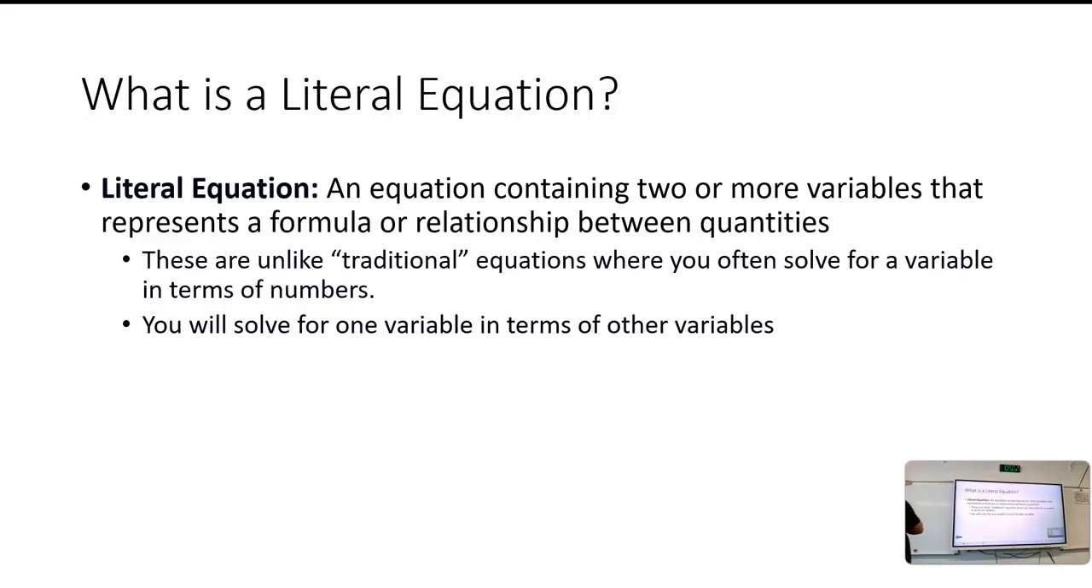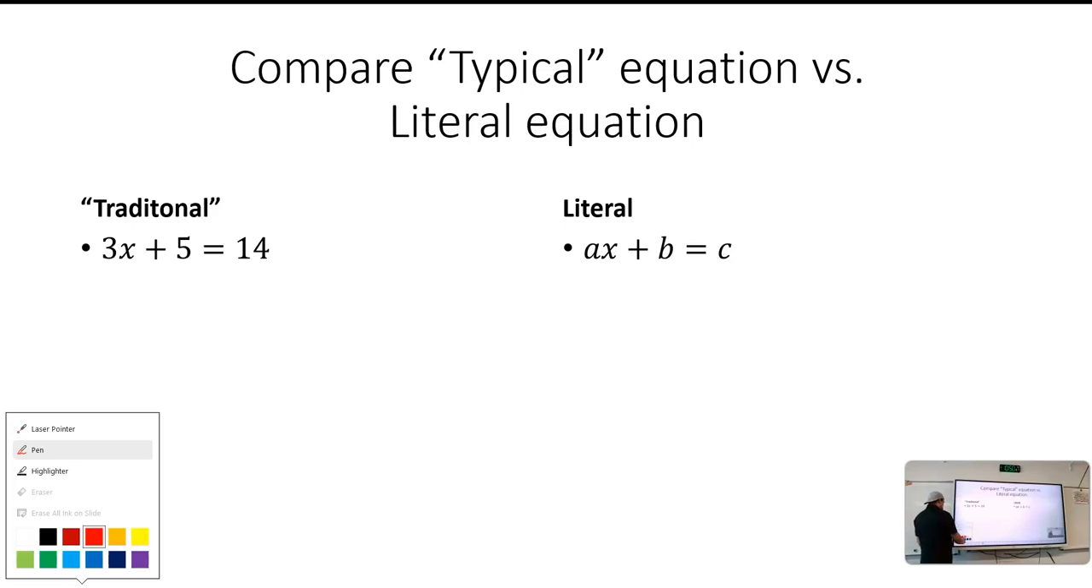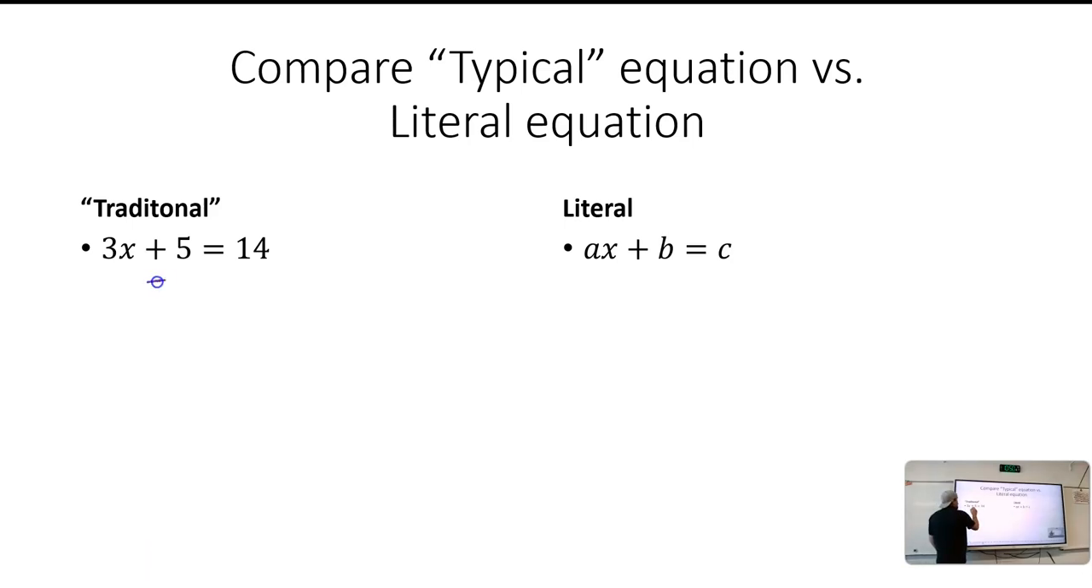This is an equation containing two or more variables that represents a formula or relationship between quantities. These are unlike traditional equations, where you often solve for a variable in terms of numbers. You will solve one variable in terms of other variables. So let's compare these side by side. In a traditional sense, looking at this problem on the left, the first thing I would do, that we learned in our last unit, is subtract 5 on both sides. Then I'd have 3x equals 14 minus 5, which is 9.